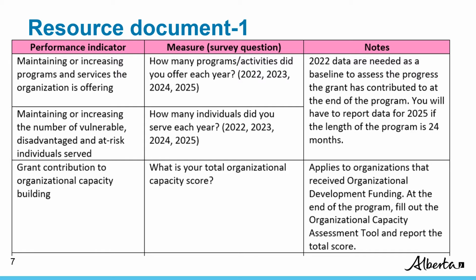So there are three columns. In the first column, there are performance indicators to focus on. And in the second column, there is data that is necessary to measure each indicator. These are the questions you will be asked on the survey. And in the third column, there are notes, some explanations about measures.